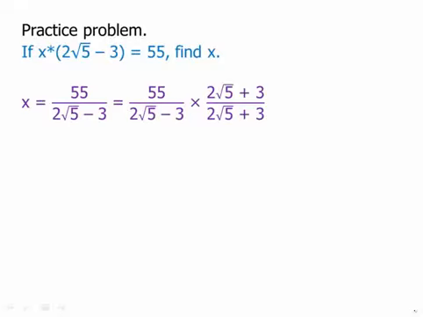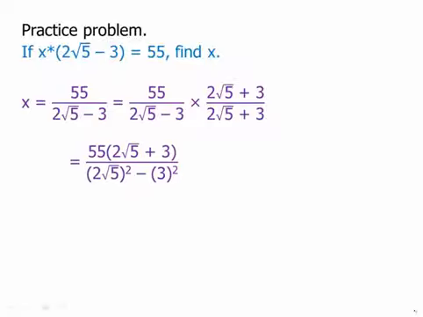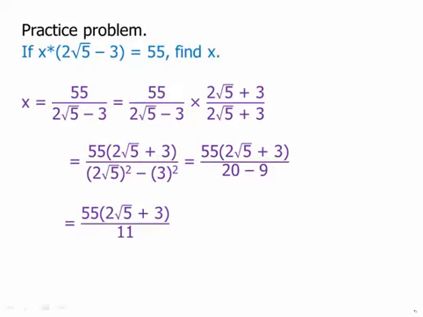In the numerator, I'll just leave it undistributed. In the denominator, I'm going to get 2 root 5, that thing squared, minus 3 squared. And of course, 2 root 5 squared, as we learned from our operations with radicals a few videos ago, that's 2 squared times root 5 squared, 4 times 5, which is 20. And of course, 3 squared is 9. 20 minus 9, we get 11. We can cancel a factor of 11 in the numerator and denominator, and we're left with 5 times the quantity 2 root 5 plus 3. And that is the fully rationalized form of the answer.